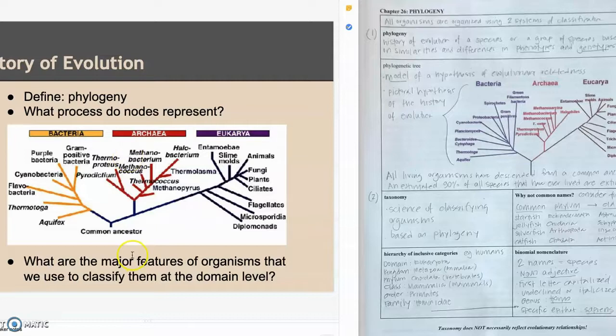The other question that I have for you is, if we look again to try to interpret this diagram, what are the major features of organisms that we use to classify them at the domain level? So, for example, why is all this bacteria, what is the morphological difference between this bacteria here and this archaea? Maybe these reds and these yellow here, the bacteria and the archaea, as compared to the eukarya. Pause the video for a second and think about that.